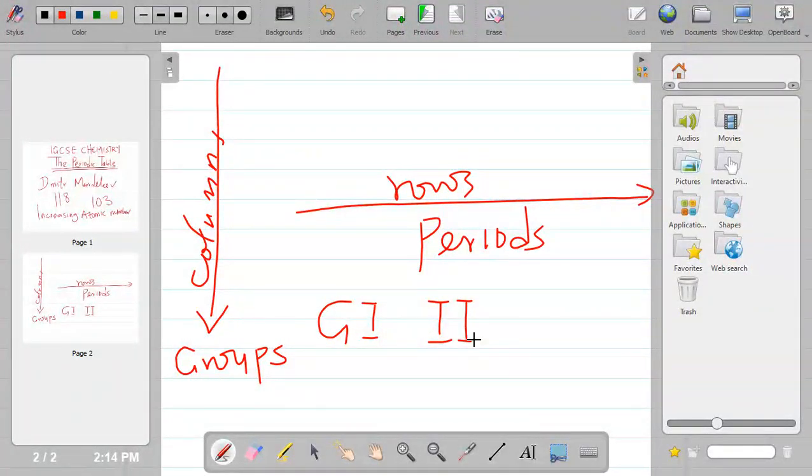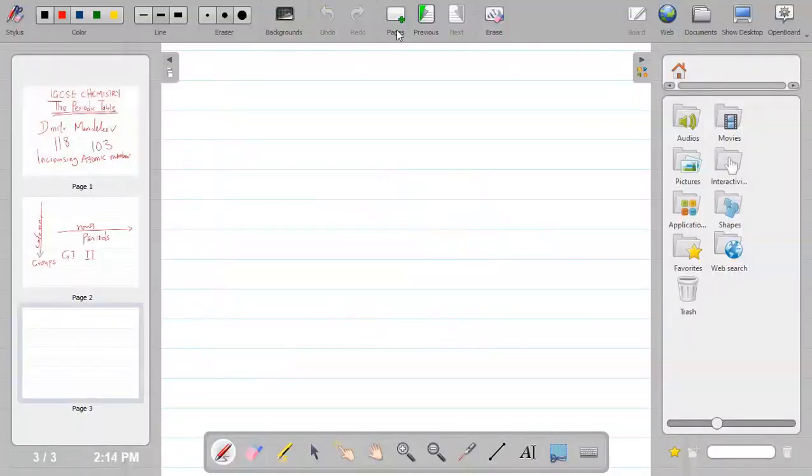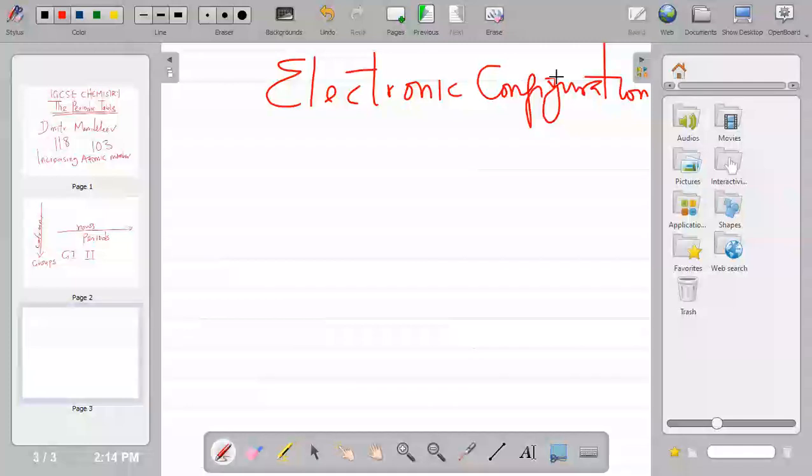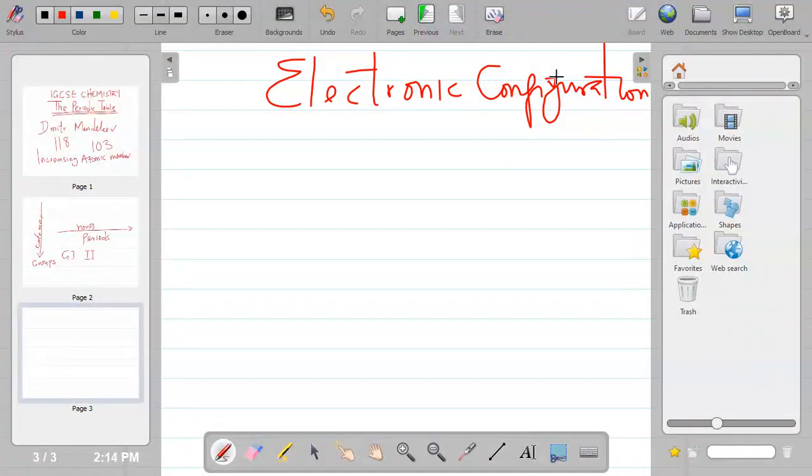Now, the most important aspect of the periodic table is what we call the electronic configuration. The electronic configuration simply talks about the representation of the electronic structure of the atoms using electron shell diagrams. We represent the electronic structure of atoms using electron shell diagrams.